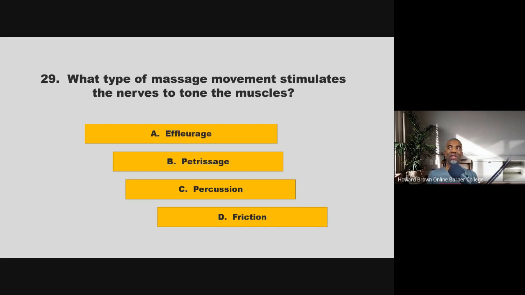What type of massage movement stimulates the nerves to tone the muscles? Is it effleurage, petrissage, percussion, or friction?